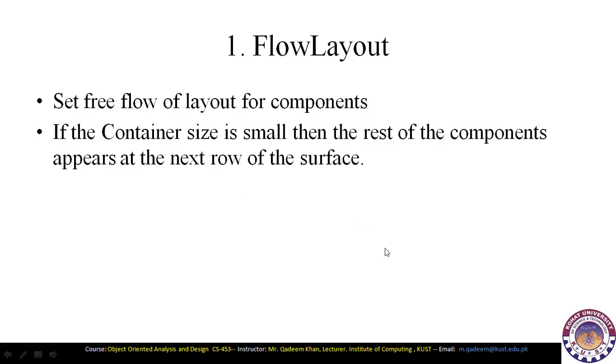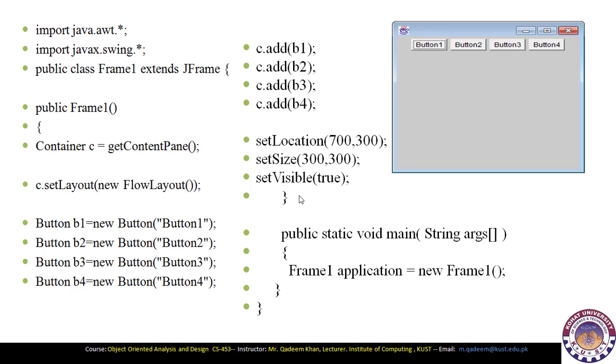For example, if I make the size of this window smaller, then this text will be trimmed towards the left side. And if I make the size very much larger, then this text will again trim towards the right side. So this means that this is the free fall layout manager. This is the example of this layout manager.